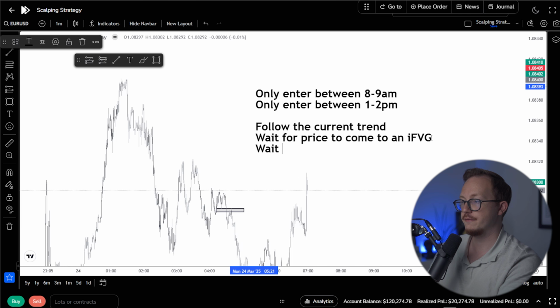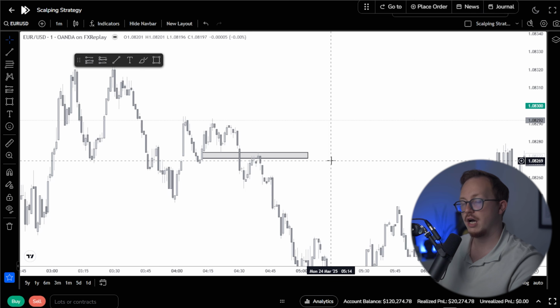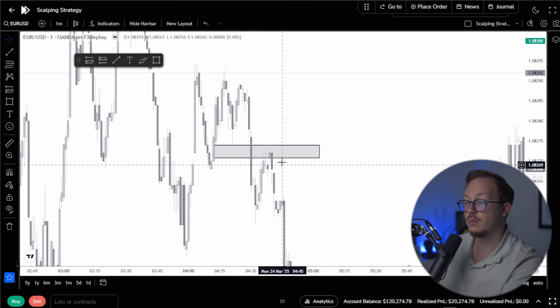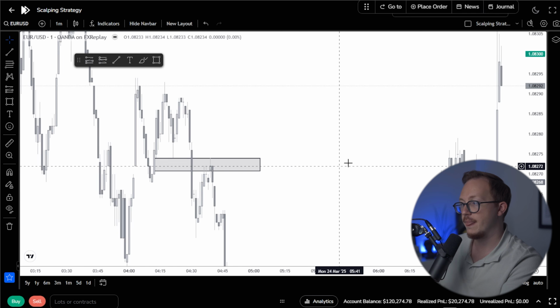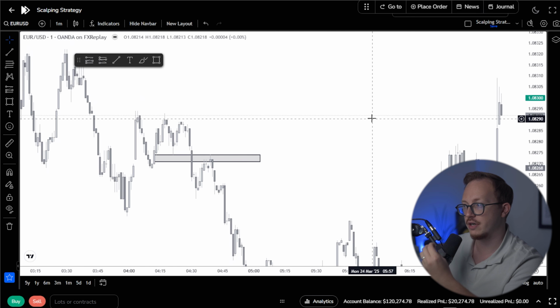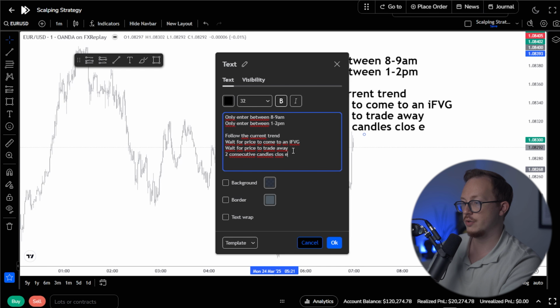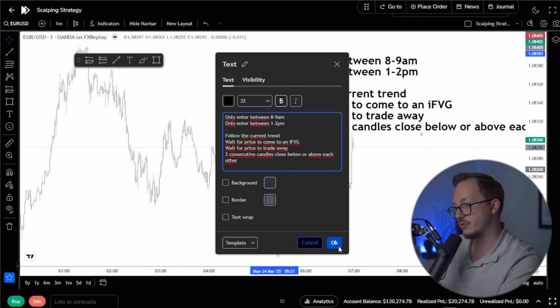Now, fourth, wait for price to trade away. Obviously, you want to have a bit of certainty behind your trades. So you can't just put your limit order on here and hope for the best. We want to see price move away. Now, what is very important when price is moving away to know that it is actually moving away is you want to see 2 consecutive candles close below or above each other. So below if we are in a downtrend, above if we are in an uptrend.